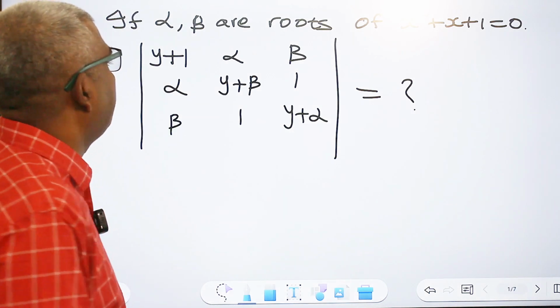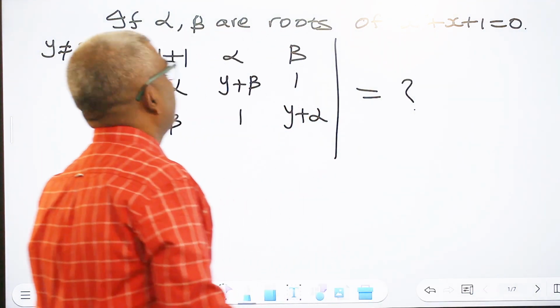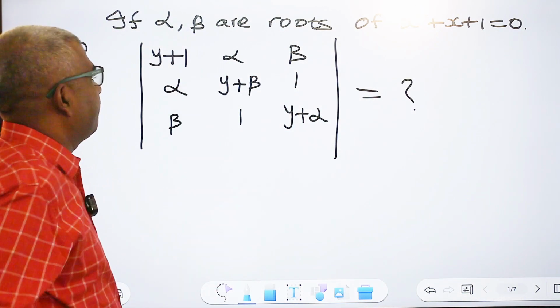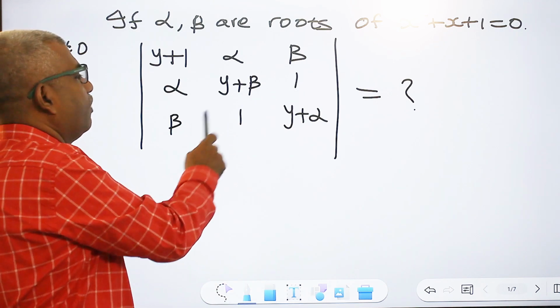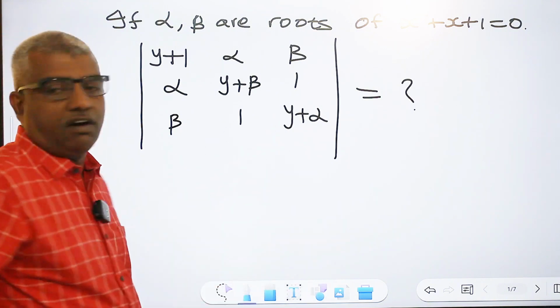If alpha and beta are the roots of the equation x squared plus x plus 1 equal to 0 and y is not equal to 0, find the determinant value: y plus 1, alpha, beta; alpha, y plus beta, 1; beta, 1, y plus alpha.